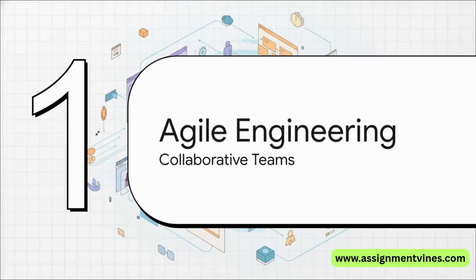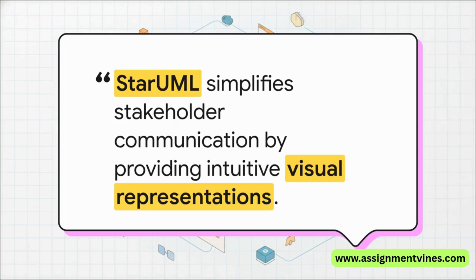Shifting gears to the human element, we arrive at Section 4, Collaborative Agile Engineering, which is all about coordinating the construction crew. At the end of the day, systems are built by people, so this human element is absolutely critical. As our source material points out, StarUML simplifies stakeholder communication by providing intuitive visual representations. Whether you're working at a scrappy little startup or a massive global enterprise, these visual models act as a universal language. They get multidisciplinary teams on the same page, accelerating technological innovation in fast-paced, agile environments.